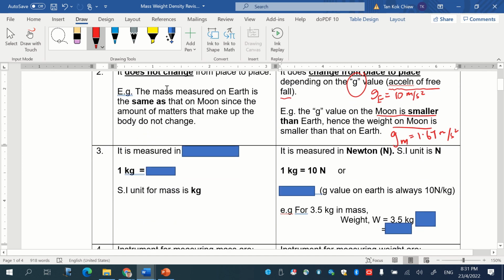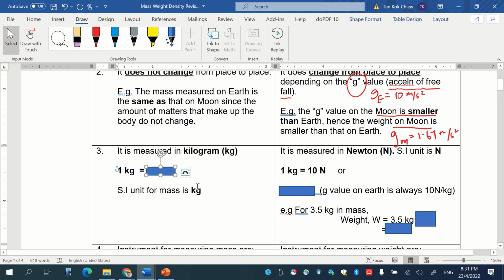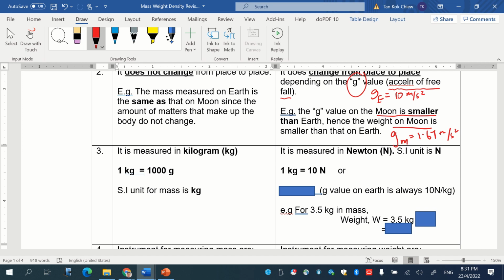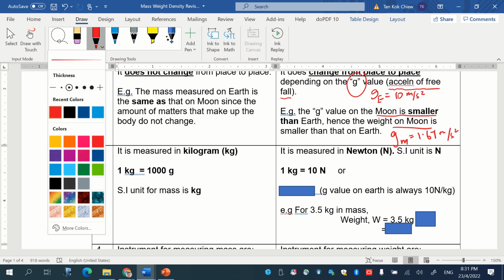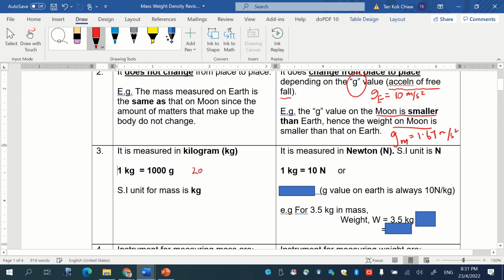Okay, the third difference is the unit of measurement. Okay, the mass is measured in kilogram, and here is where you have to know that 1 kilogram is 1,000 gram. Okay. So 200 gram. These are things you have to know. I cannot be going into it, but you know. So therefore, 200 gram will be equals to how many kilogram? Do you multiply or divide? You're changing from gram to kilogram. You have to divide, right? You have to divide. Okay.